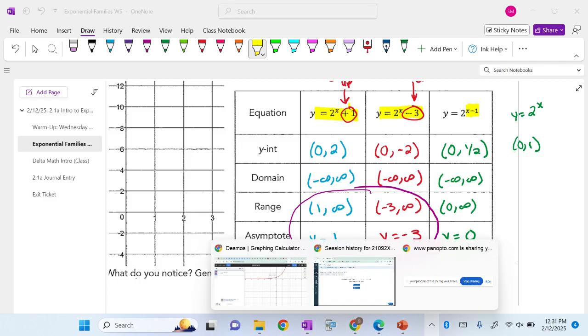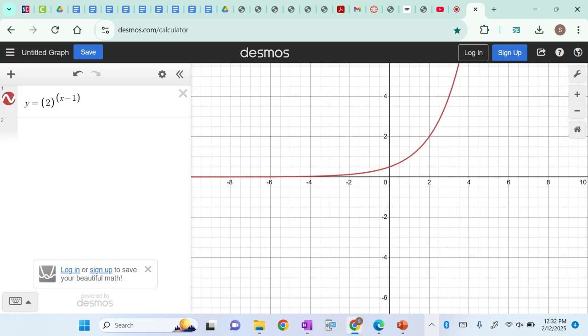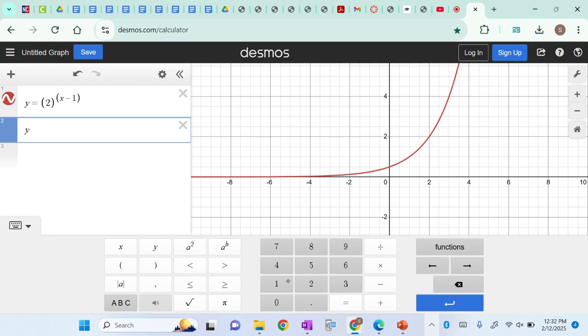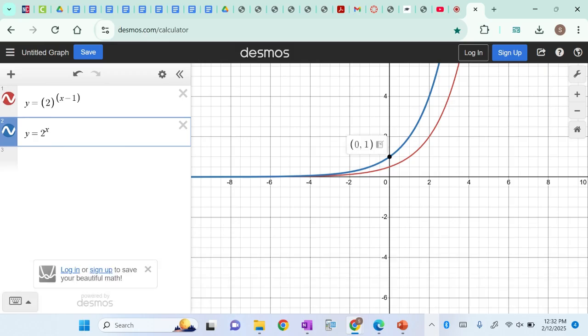So if I'm looking at Desmos, I already have it graphed. This would be your parent graph. This is our starting point. What happened to the graph? It's pretty much the exact same graph, but something happened to it. Landon, it didn't get wider. It's the exact same graph, exact same steepness.